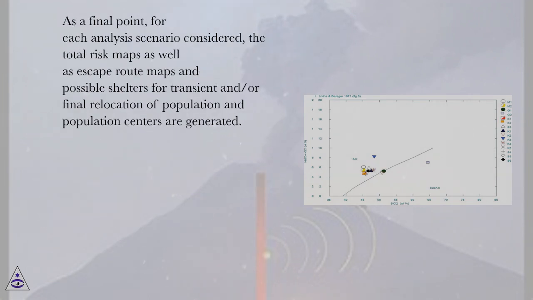As a final point, for each analysis scenario considered, the total risk maps as well as escape route maps and possible shelters for transient and/or final relocation of population and population centers are generated.